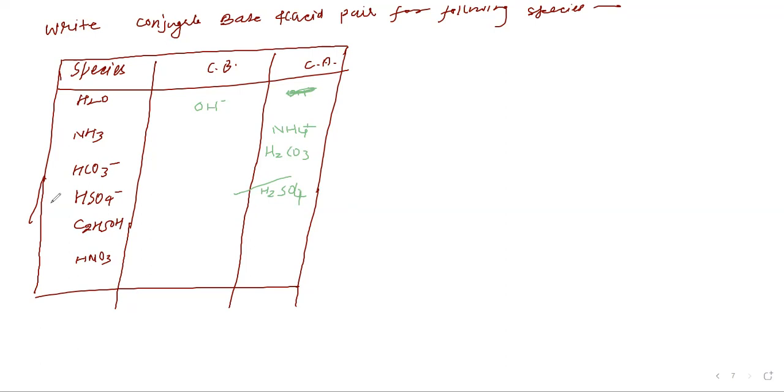That is correct. What you are writing 2 here. Should I tell the others one? Sir, yes, you tell the last two. But the conjugate base you are not writing, only you are writing the acid.